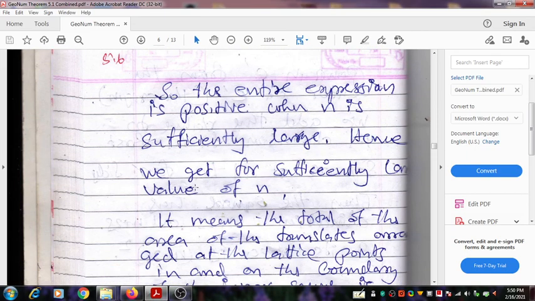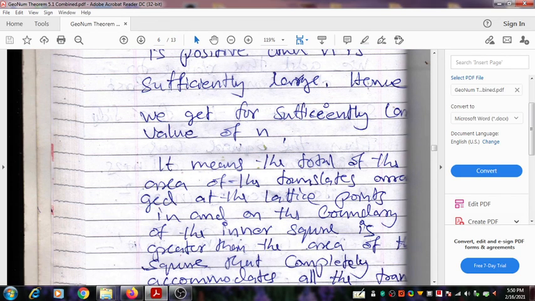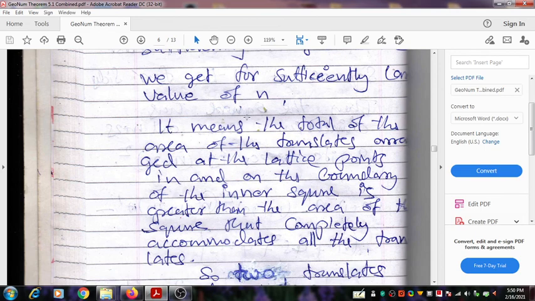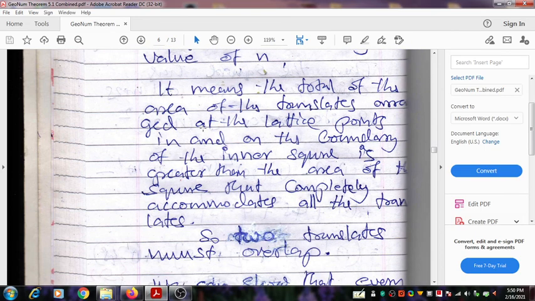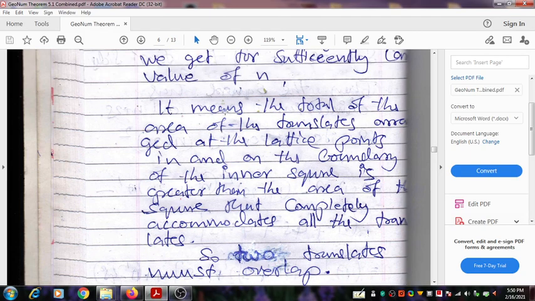Next, the entire expression is positive when n is sufficiently large, and hence this happens for sufficiently large values of n. It means that the total of the area of the translates. Okay, that is the situation.